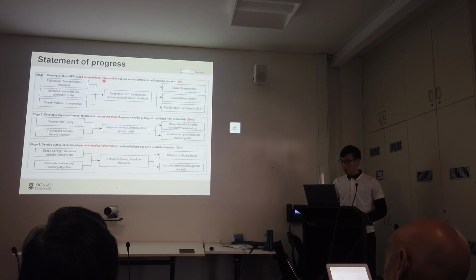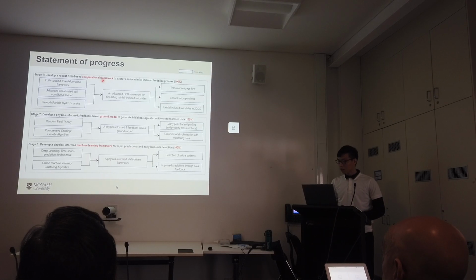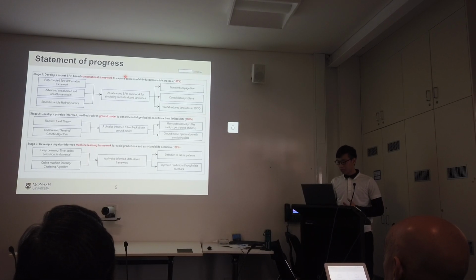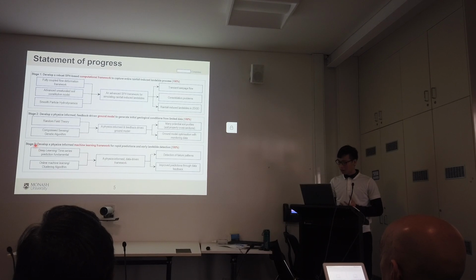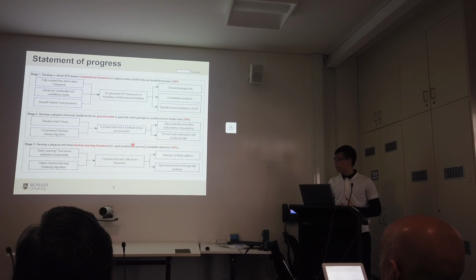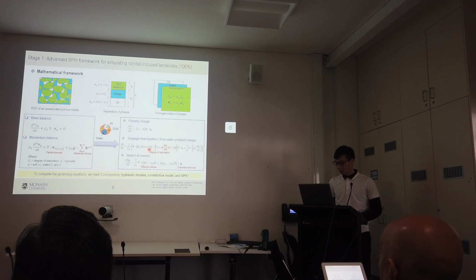In step 1, I will talk about the computational framework to capture the entire rainfall-induced landslide process. In step 2, I will present the ground model to generate initial geological conditions from limited data. And finally, step 3 is a machine learning framework for rapid prediction and early landslide detection.